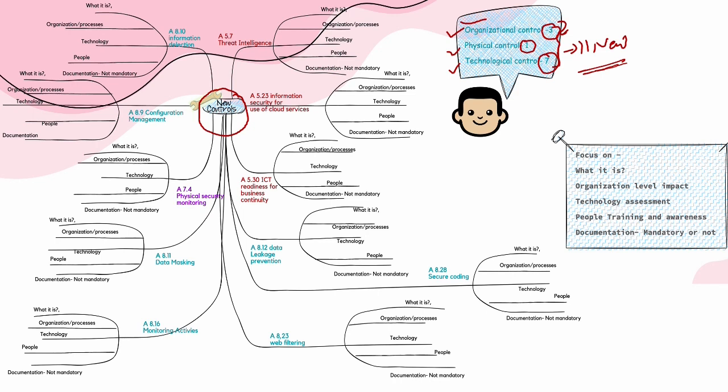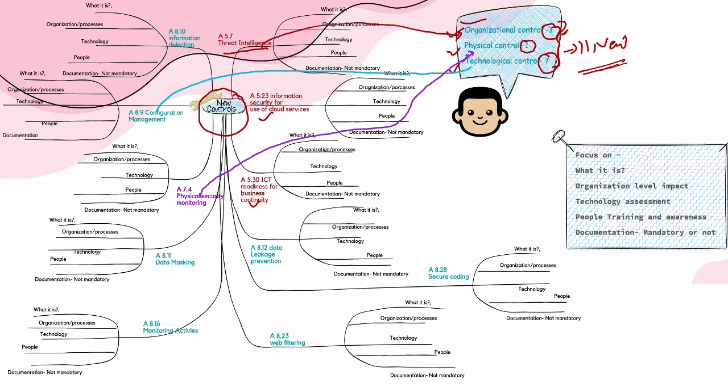As mentioned, what is this mind map all about? If you see this color, this red color is talking about the organizational level controls. And this blue one, this sky blue one, is talking about technological controls. And this color is talking about the physical controls.